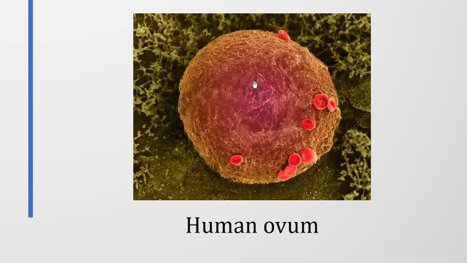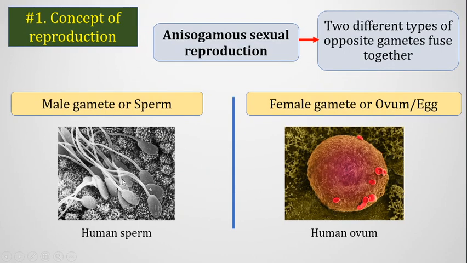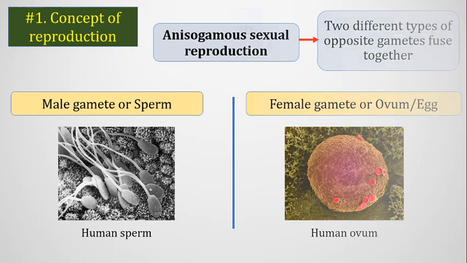For example, you see that this human ovum also has some red blood cells attached to it. The human ovum is a cell that can be observed with the naked eye. So it is very big compared to the human sperm. These two gametes are different in size and shape, so this sexual reproduction is called anisogamous sexual reproduction.